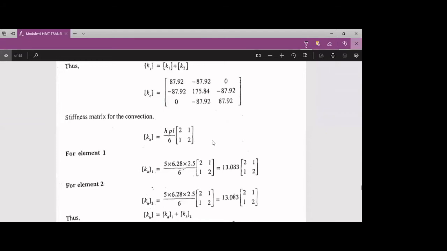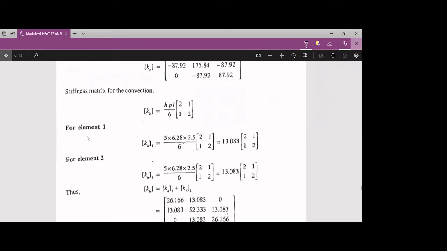Now similarly we have to find the convection matrix for both elements. Considering the stiffness matrix for convection for the first element, the convection matrix is given by HPL by 6 times [2 1; 1 2]. For the first element, KH1 is equal to H, which they have given as 5, times the perimeter P, which we calculated as 6.28, times L, which is 2.5, divided by 6. As you simplify, you get 13.0833 times [2 1; 1 2]. This is the calculated matrix.